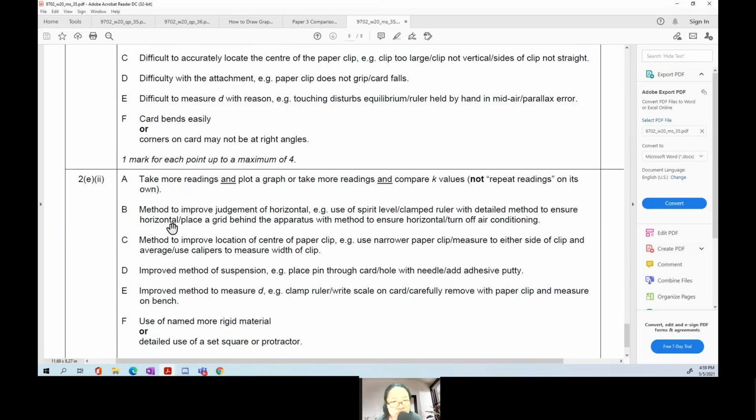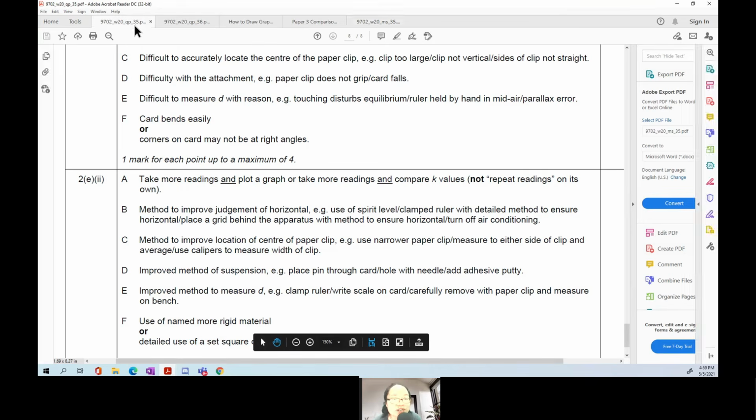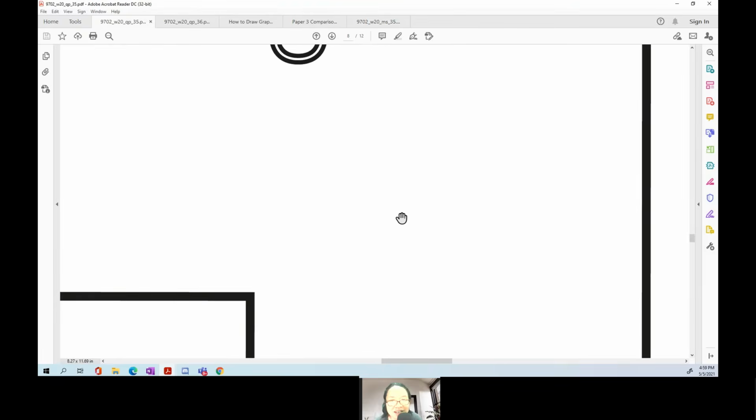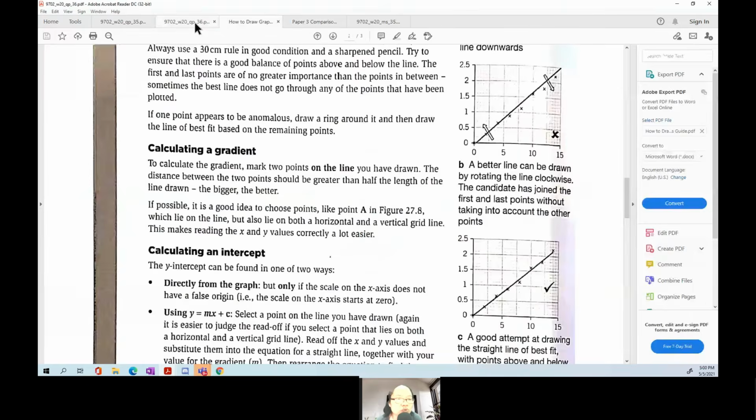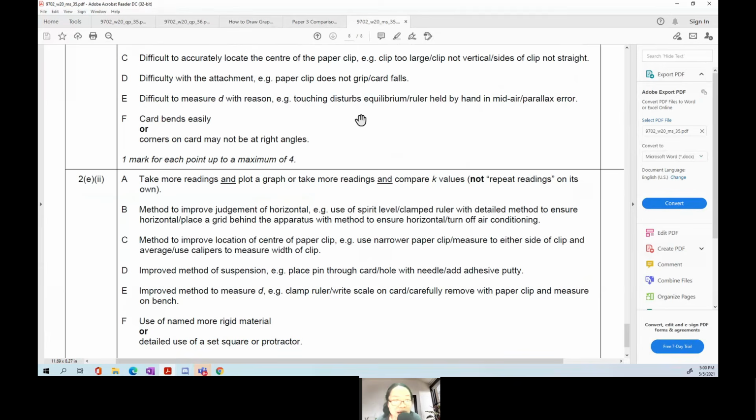Okay, so how do we improve this? Improve the location of the clip. So you can use a narrower paper clip, or you measure the width of the clip and then you divide by 2. So you measure the width of the clip here. It's too big. You measure the width of the clip and then you divide by 2 and you include that into your measurement here. Aiya, so much work. Yeah, know what to do. You just write only.